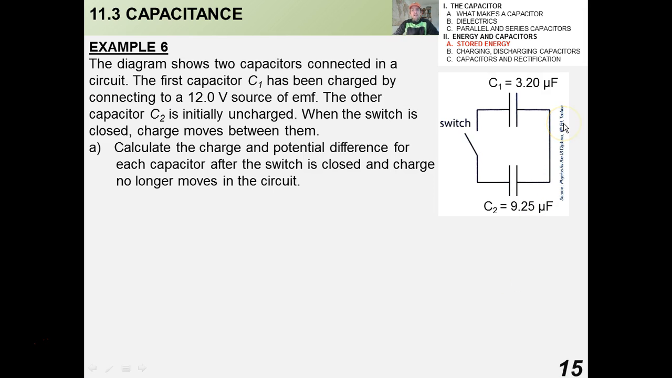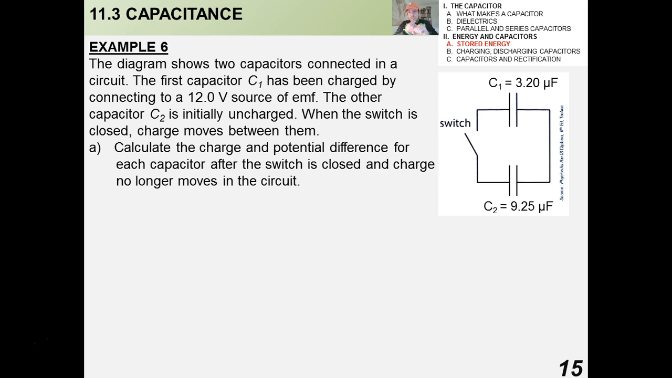Okay, here's a slightly more difficult problem. We're going to start analyzing circuits again. In this diagram I have 2 capacitors connected in a circuit. C1 has been charged by connecting to a 12-volt source. The other capacitor C2 is initially uncharged. When the switch is closed, the charge moves between them.